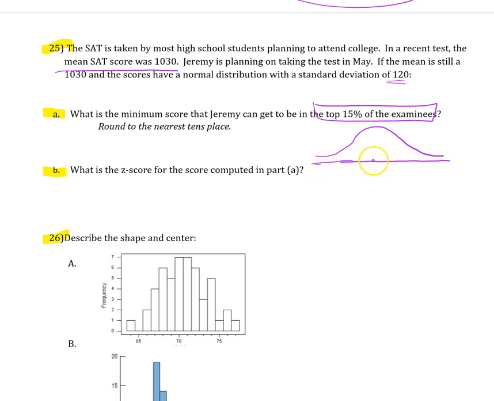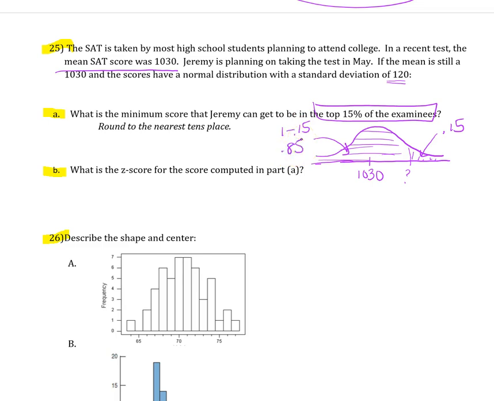Okay, the middle here is a 1030. Top 15% would be here. Don't know what it is. Put a little question mark. Here's your top 15%. Now, like I was just saying, when you use inverse norm, it's always the area to the left of the value, which if the whole curve is 1.0, this must be 1 minus 0.15 or 0.85.